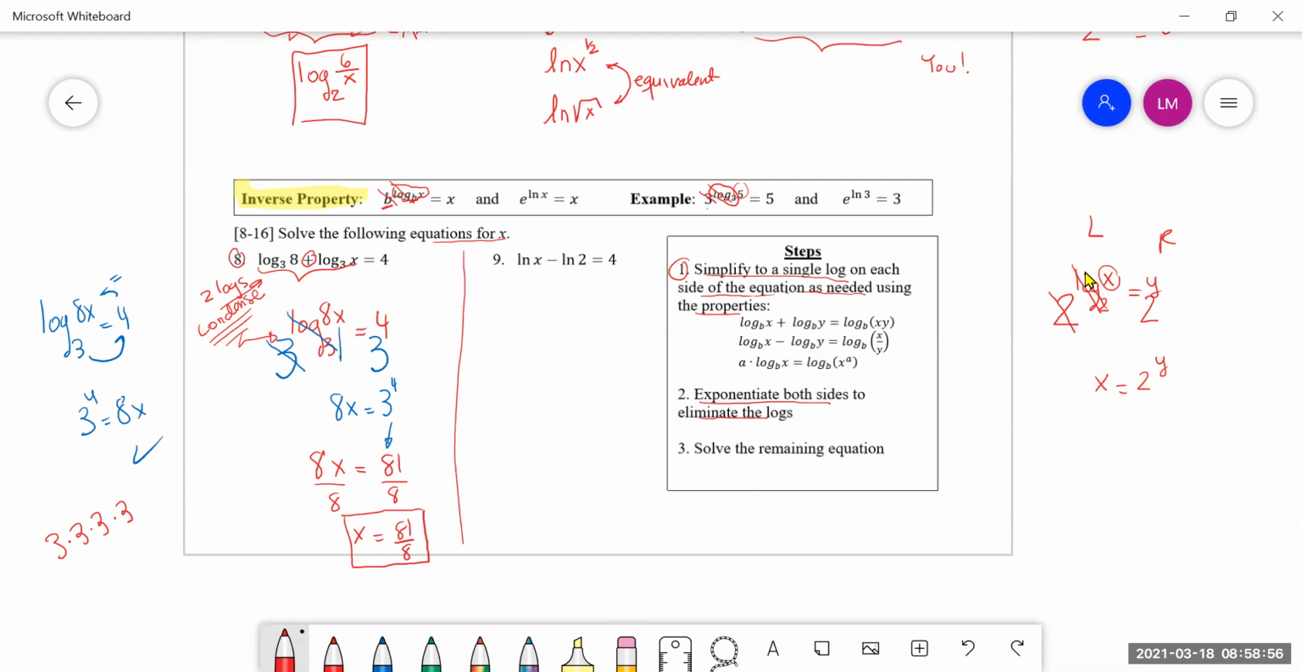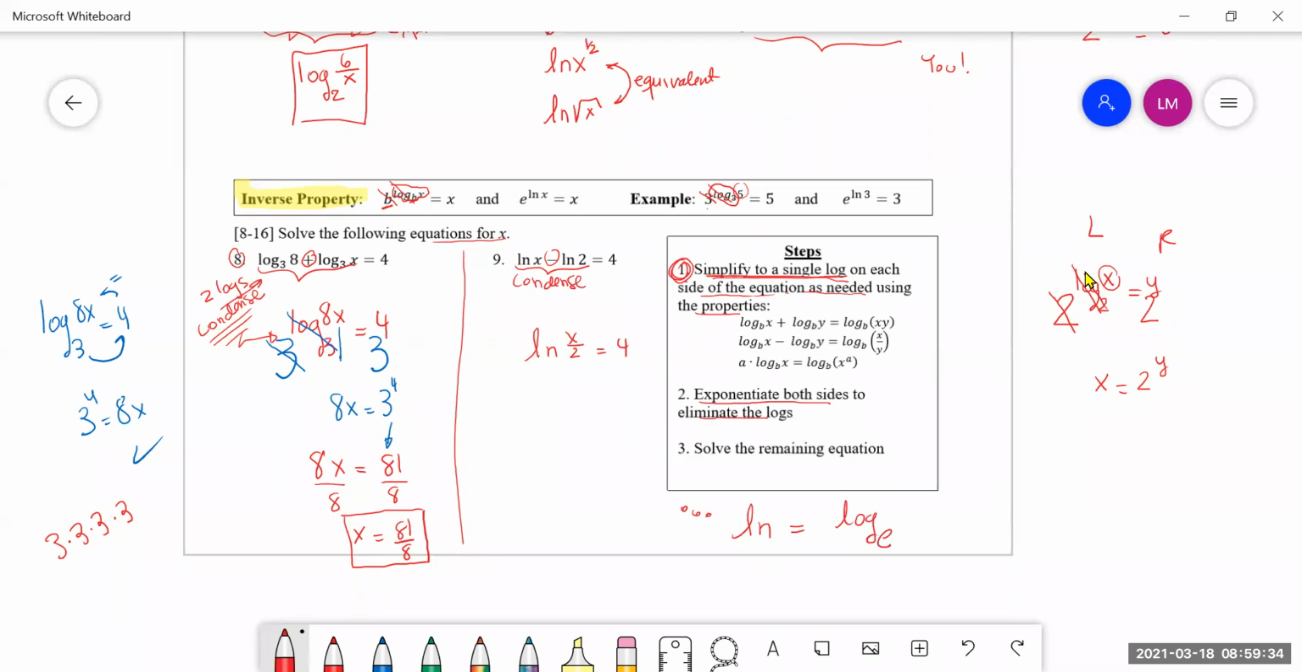Let's try one more. Notice that I have 2 natural logs, and I have a subtraction. So I'm going to condense. Let me write down condense. I'm going to have ln of x over 2 equals 4. At this point, all I did was simplify to a single logarithm. I condensed it. Remember, ln means log base e, the natural log.